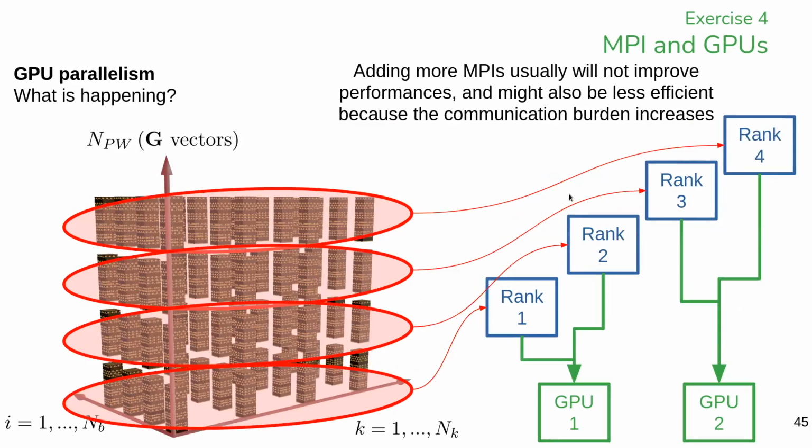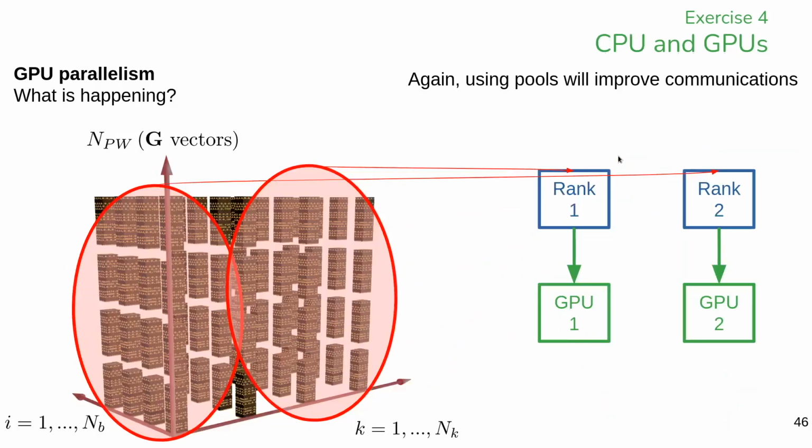Now, if you have more ranks than GPUs, the communication is terrible, because this rank has to communicate with this GPU, this GPU has to recommunicate, this rank has to communicate with this GPU and then back, and these 2 ranks communicate with each other. So this is a terrible situation. But the best situation is using GPUs with pools, because this rank communicates only with the GPUs and not with each other. This is the best way to use the GPUs: GPUs with pools, the same number of MPI as the number of GPUs.